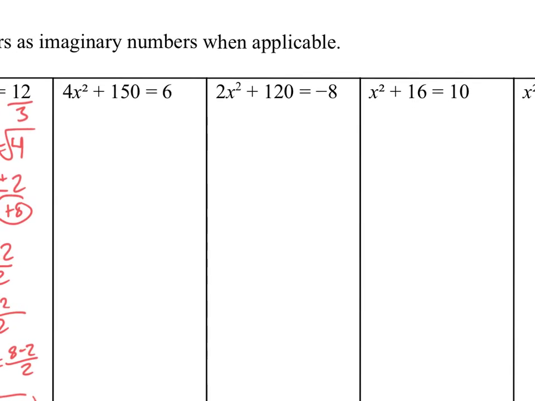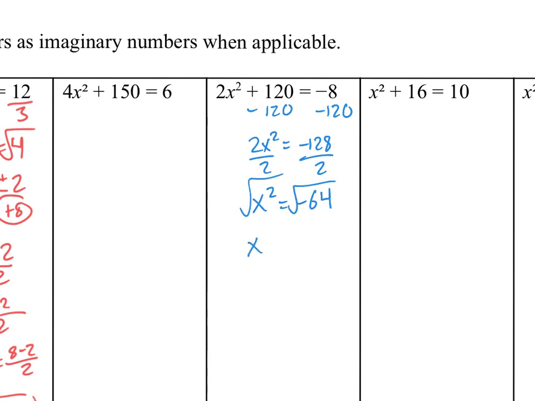So same concept, right? Except now I don't have the square root outside the parentheses. Now I just have it with the x. So I've got to isolate that before I can take any square roots. So I just have to subtract 120. Divide by 2. And then I take the square root. And don't forget the i or the plus or minus.